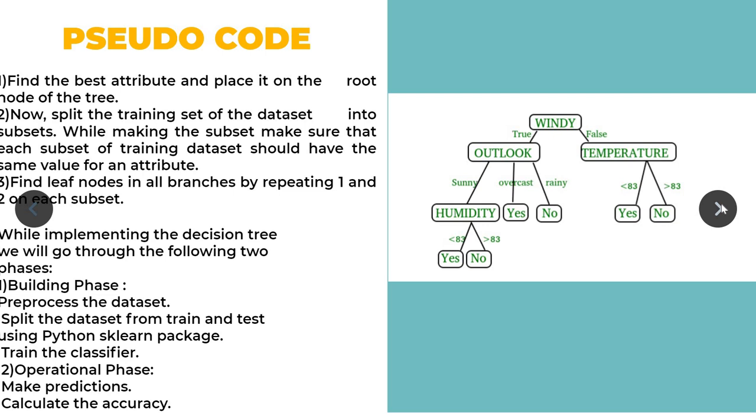While implementing the decision tree, we will go through the following two phases. First is the building phase. Pre-process the dataset. Split the dataset into train and test using the Python sklearn package. Train the classifier. Second is the operational phase. Make predictions and calculate the accuracy.